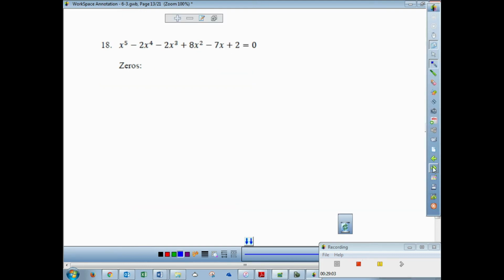Let's graph this guy. How many zeros are possible? 5. Fifth degree. Let's graph this guy.